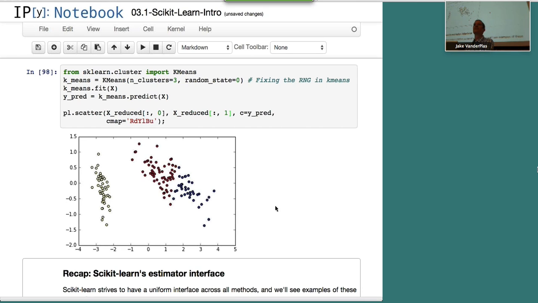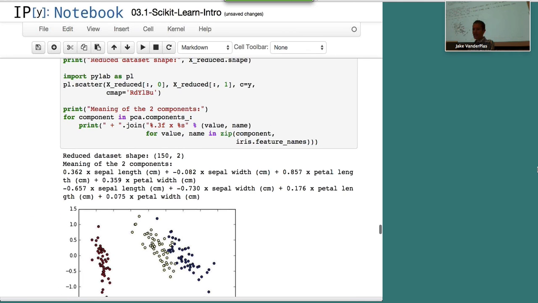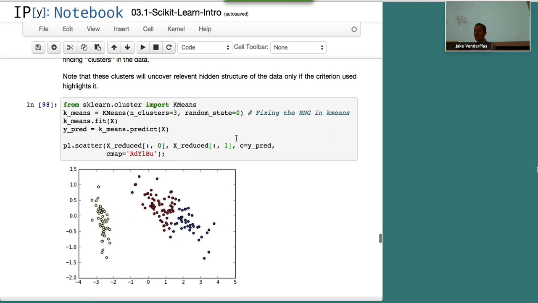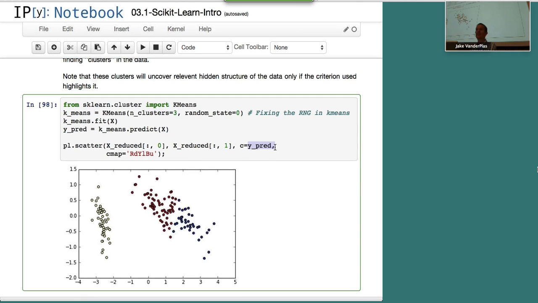Okay, so the axis units are not any kind of length or...? Yeah, the axis units here are 0.362 times sepal length minus 0.082 times sepal width plus 0.857 times petal length, etc. You can interpret the output that way because it's just a linear combination of the inputs. The K-means result is in the labels here. The K-means gave us a new set of labels for the data.